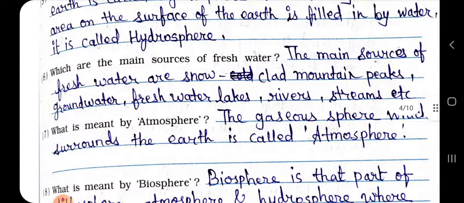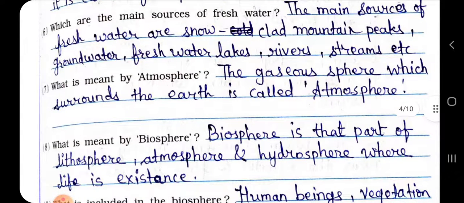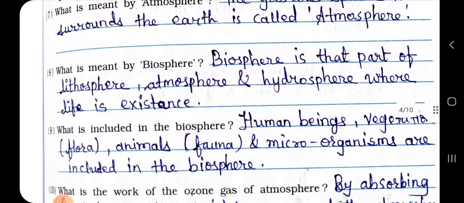Which are the main sources of fresh water? The main sources of fresh water are snow-clad mountain peaks, groundwater, freshwater lakes, rivers, streams, etc. What is meant by the atmosphere? The gaseous sphere which surrounds the earth is called the atmosphere.